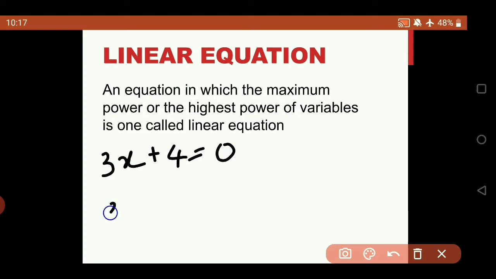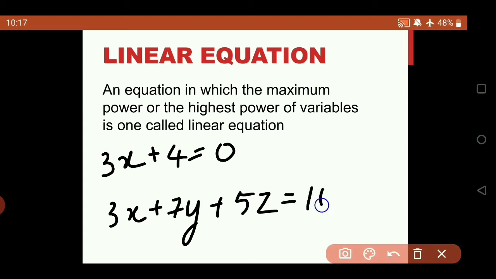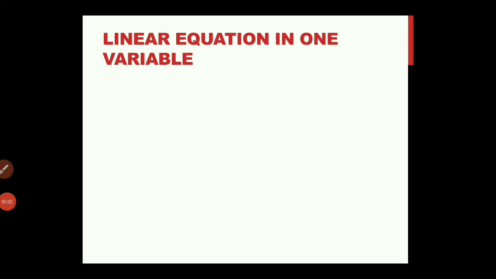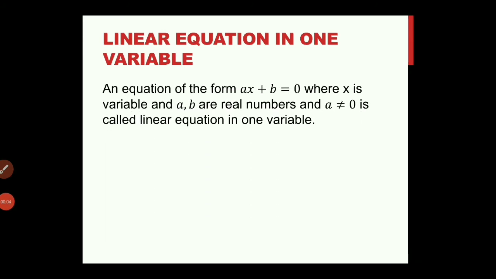Also, if I write 3x plus 7y plus 5z is equal to 10, then this would also be a linear equation, as the highest power of the variables present in this equation is 1. Therefore, a linear equation is an equation in which the maximum power or the highest power of variables is 1. Now let's try to understand what is linear equation in one variable.